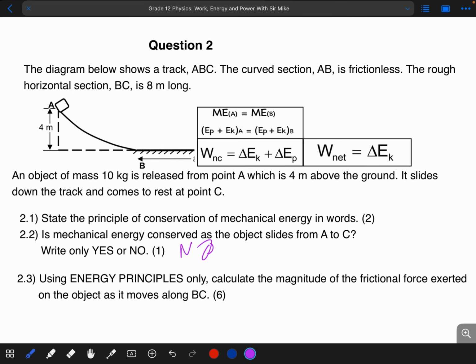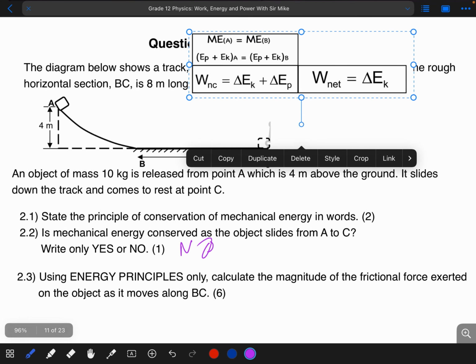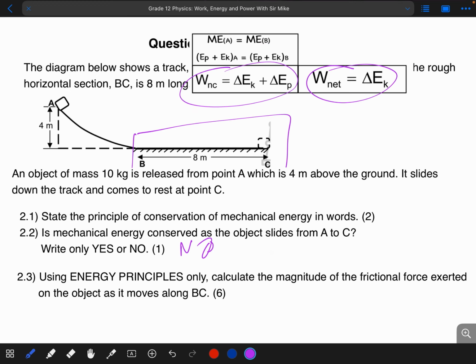Now, to calculate the magnitude of the frictional force, what you would need to do is use either this equation or that one, only on that section. We know that between section BC is where we have our frictional force. We can use either this one or that one. It really does not matter.